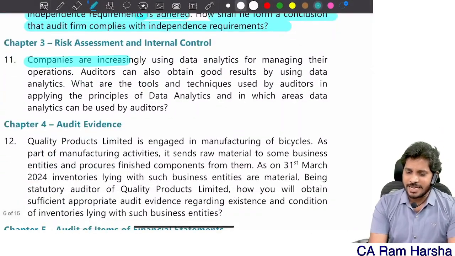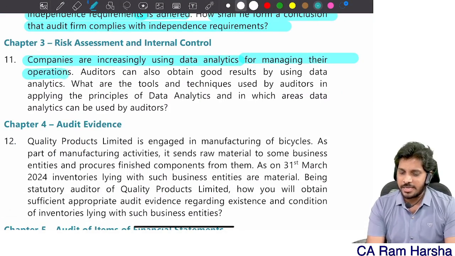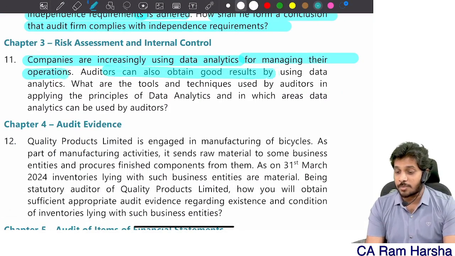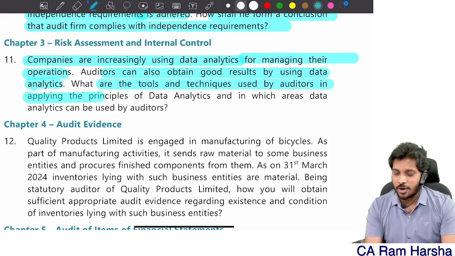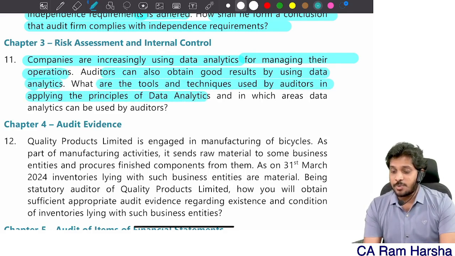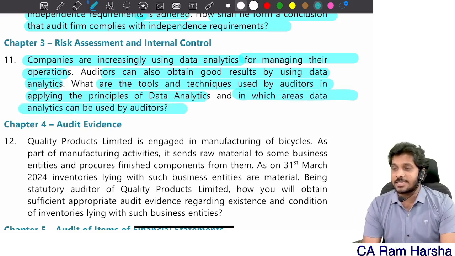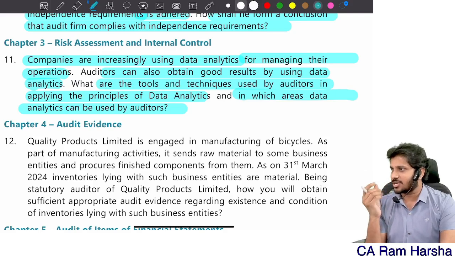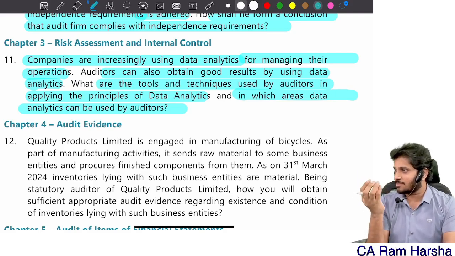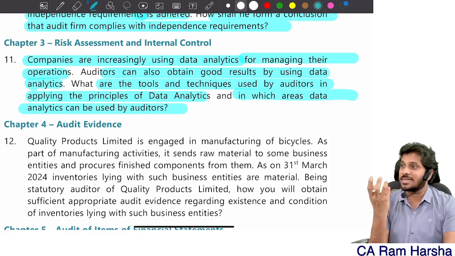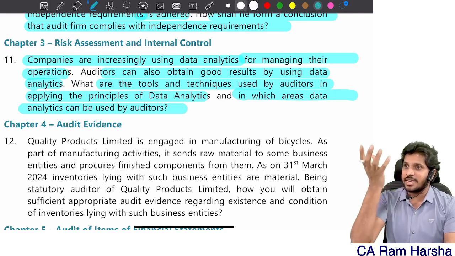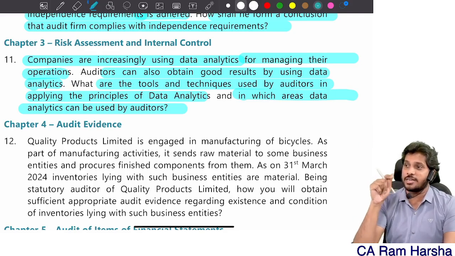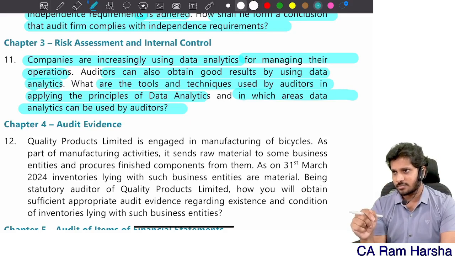Companies are increasingly using data analytics for managing their operations. Auditors can also obtain good results by using data analytics. What are the tools and techniques used by the auditor in applying principles of data analytics? In which areas can data analytics be used? Data analytics means what? And what are the areas where data analytics can be used? Random sampling, like that we have some examples in computation of balances, statutory compliances, there and all we can use data analytics. It's our audit in automated environment chapter.